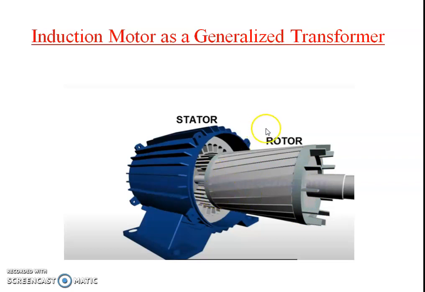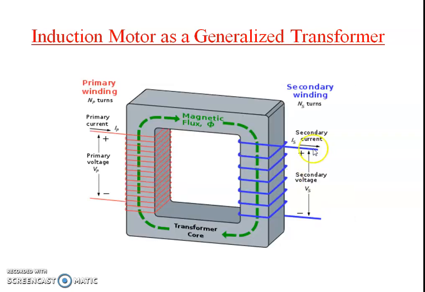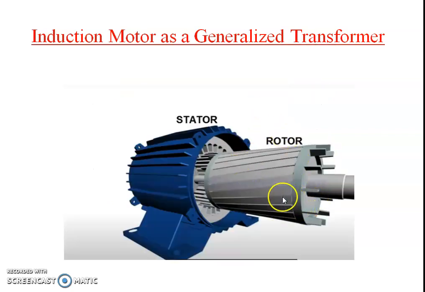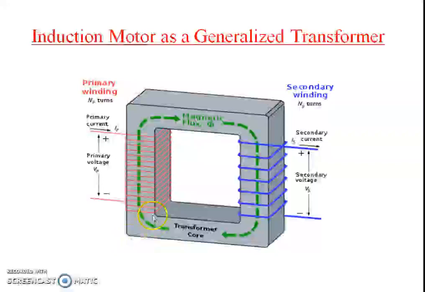So in the rotor winding, in the case of induction motor, this rotor acts as a short circuited secondary of transformer. Suppose I short circuit this part, now it is similar to the rotor of an induction motor. If I short circuit the secondary side of the transformer, then this particular structure is similar to that of the rotor.